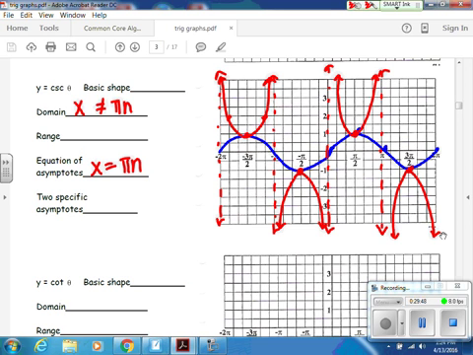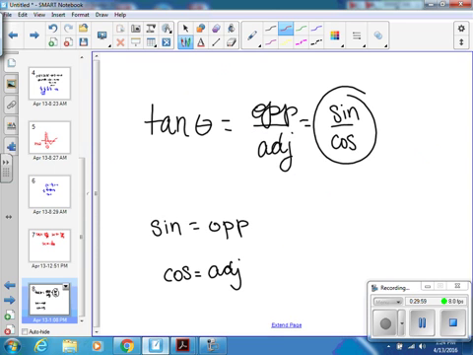I wish this page had tangent and cotangent side by side, so we could look and compare. But if tangent is sine over cosine, cotangent is going to be what? Cosine over sine. Cotangent is cosine over sine.